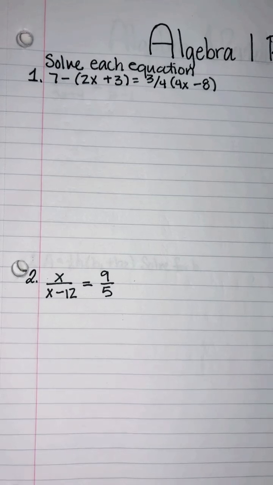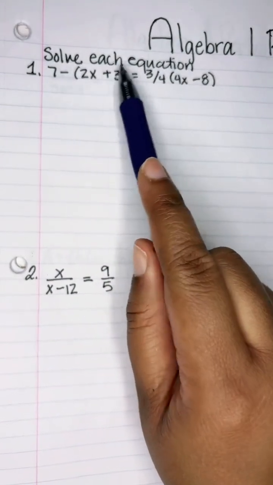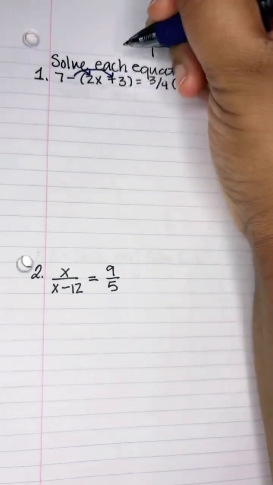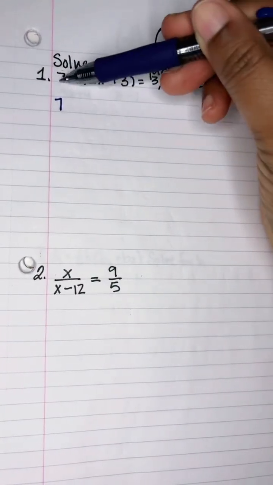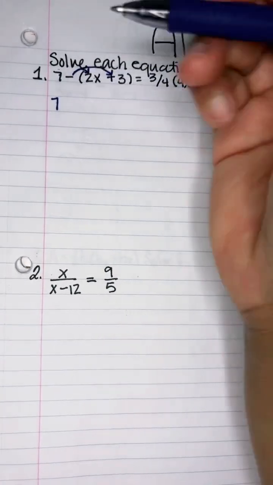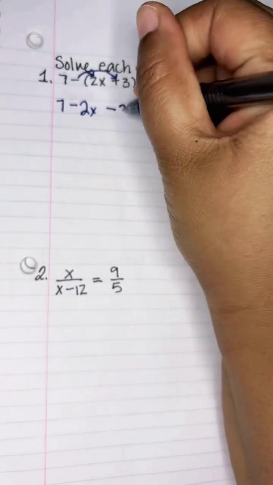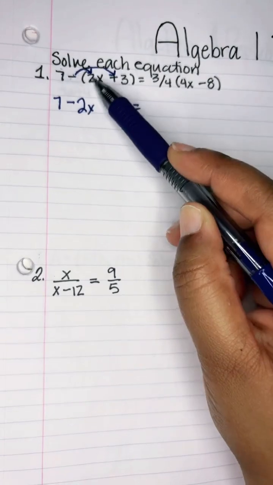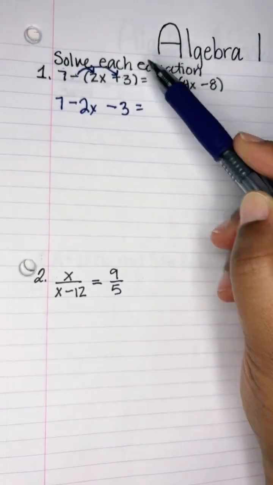With number 1, we have a negative right here attached to a parenthesis. Whenever you have a negative attached to a parenthesis, you have to distribute that negative here and here. So we're going to drop down our 7. We can't distribute the 7 because the 7 is not attached to the parenthesis. So you just drop it down, and then you're going to get negative 2x. A negative times a positive gets you a negative 3. Okay. So we have to distribute that negative here and here.